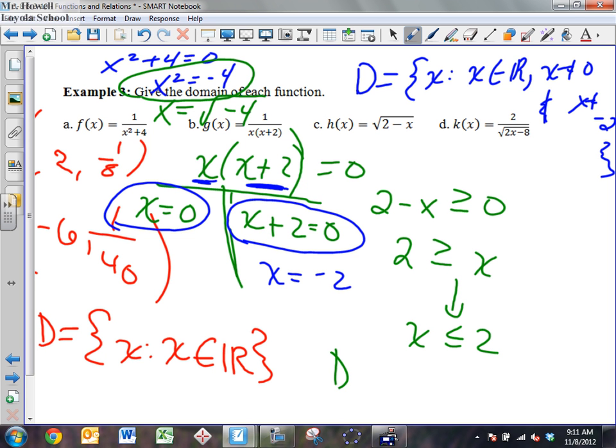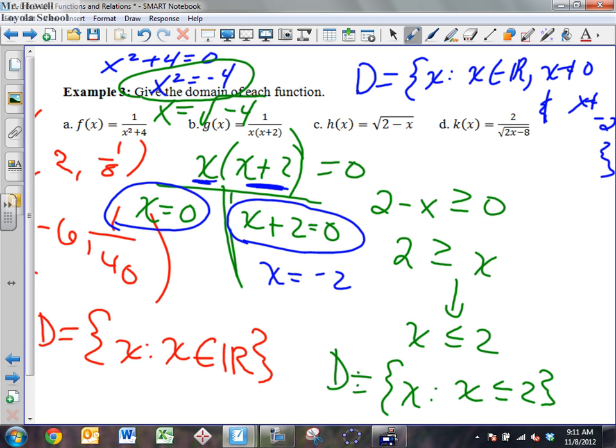The domain is x. X is in the set of all numbers less than or equal to 2. That's all it is. It's a restriction. So what numbers are not in the domain? Give me an example of a number that's not in the domain.